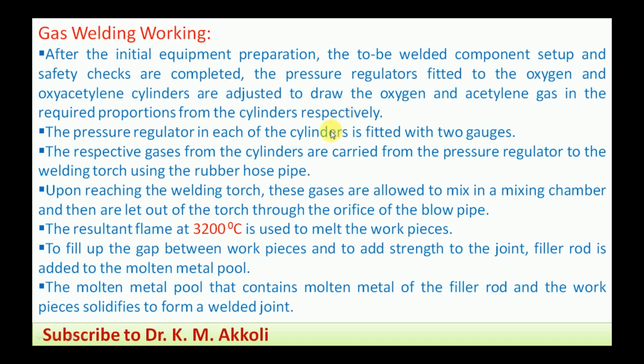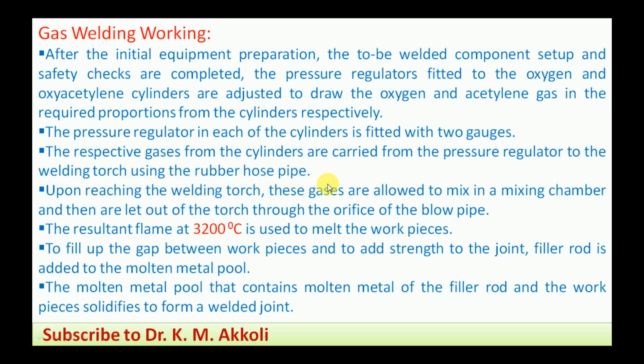The pressure regulator on each cylinder is fitted with two pressure gauges. One measures the cylinder pressure and the other measures the flow pressure. The respective gases from the cylinders are carried from the pressure regulators to the welding torch using rubber hose pipe.